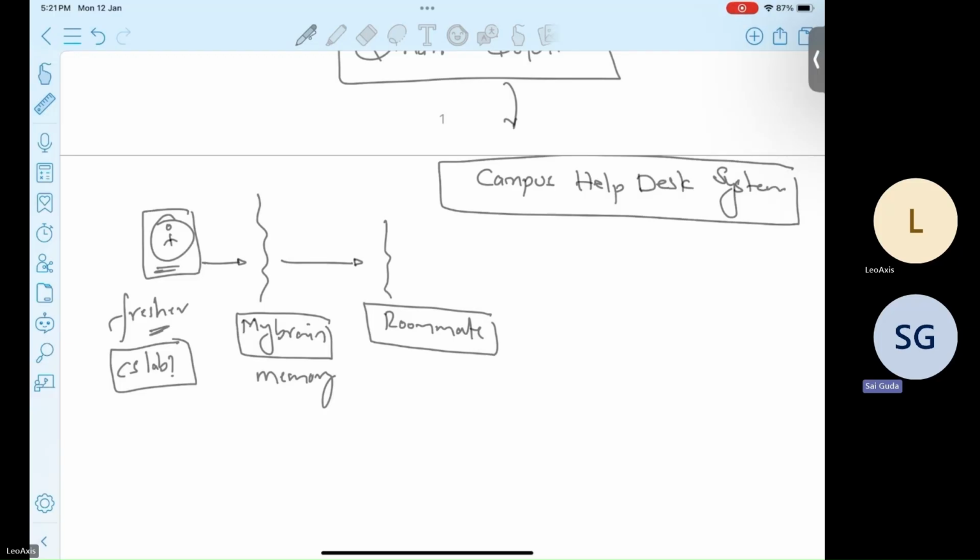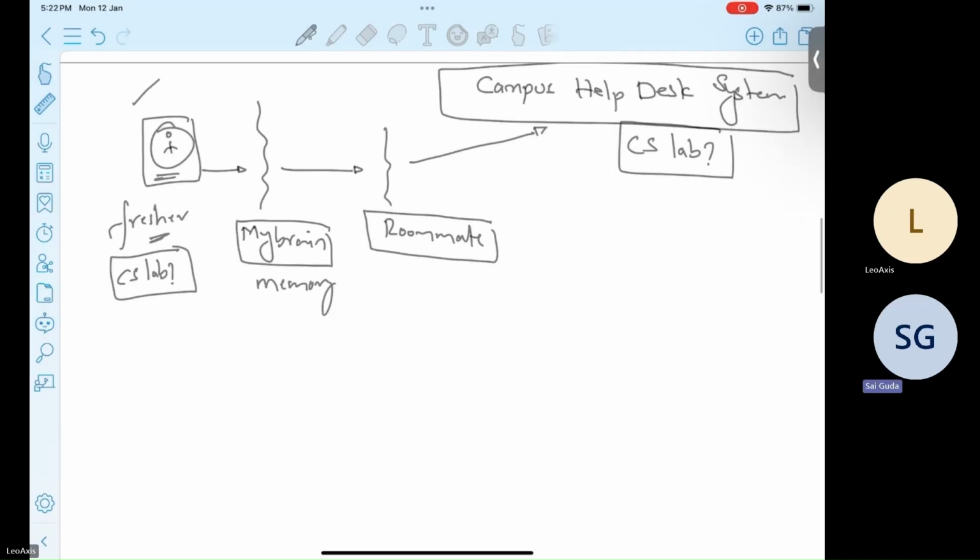Even if this roommate doesn't remember the exact location of the CS lab, in that case I'll call the campus help desk. Now this campus help desk system is saying, okay Sai, we'll find out the computer science lab location and we will get back to you. Now the process started. First, let's see what this campus help desk is doing here.